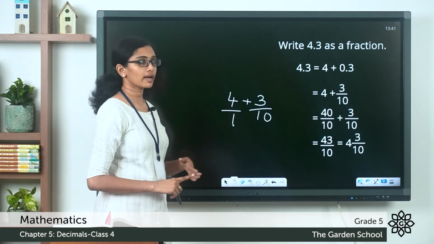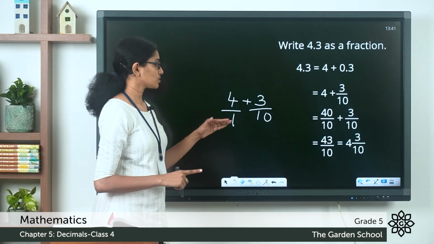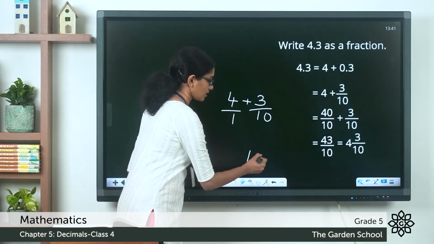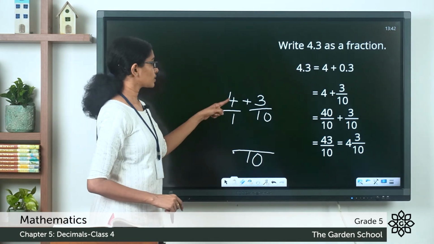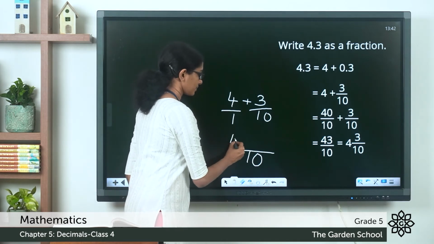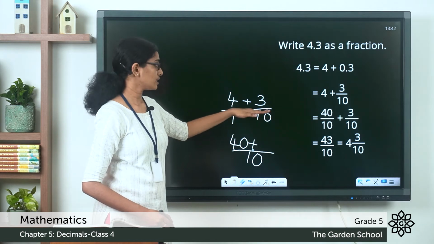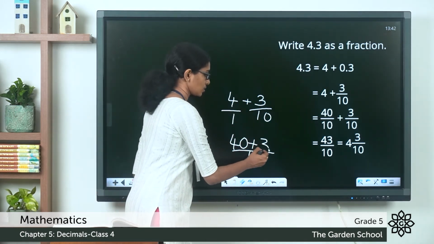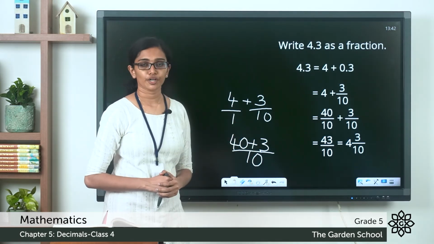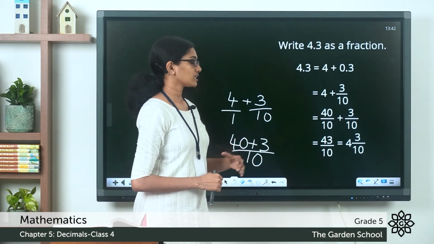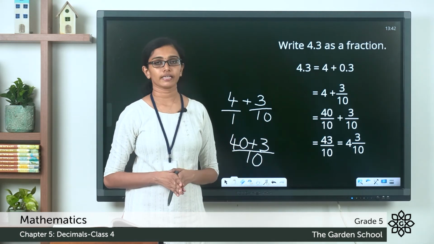Now what is the LCM of 1 and 10? It is 10. Now let's make the denominator equal to the LCM. So since the LCM is 10, we do 10 divided by this 1 is equal to 10 into this 4, it is 40, plus here the denominator is already the LCM 10. So you just take the 3 here. So we have 40 by 10 plus 3 by 10 which is equal to 40 plus 3 by 10 and that is equal to 43 by 10. We have 43 by 10.